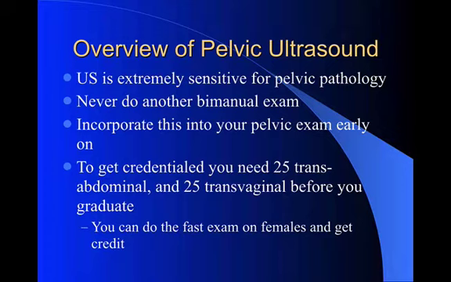When you do the FAST exam on females, you can turn your marker dot up and view the uterus and also get credit for transabdominal ultrasounds in this method.